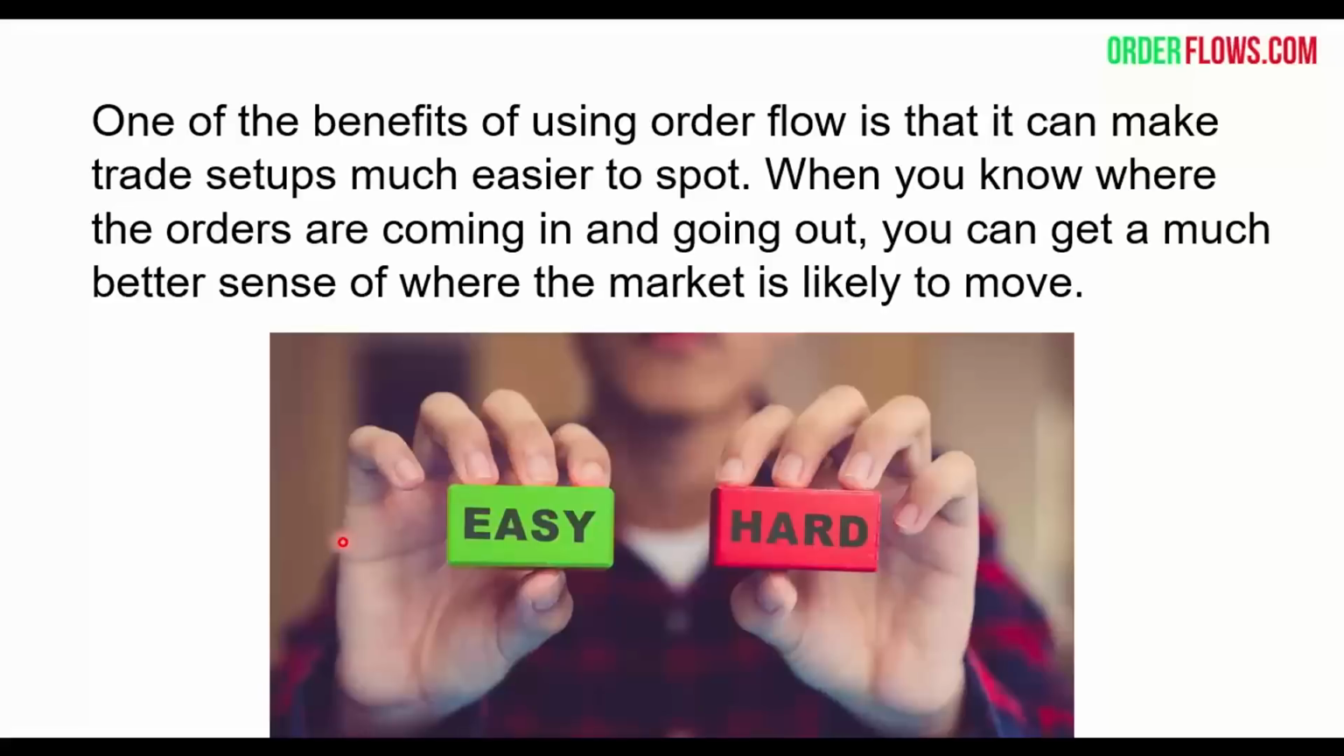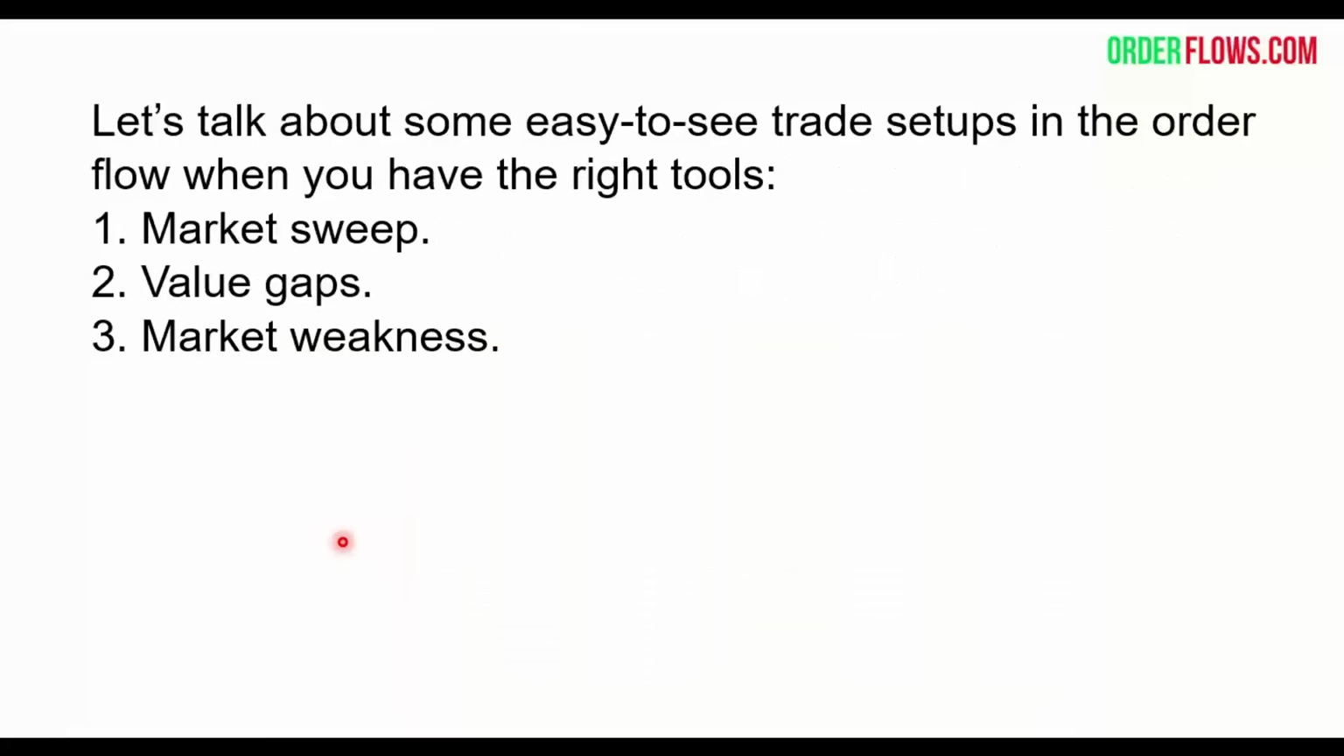But one of the benefits of using order flow is that it can make trade setups much easier to spot. When you know where the orders are coming in and going out, you're going to get a much better sense of where the market is likely to move. So I'm going to talk about some easy to see trade setups in the order flow when you have the right tools. And when I talk about tools, I'm talking about a footprint chart. Specifically, I'm going to talk about the next level, the Orderflows trader chart. I'm going to show you the examples.